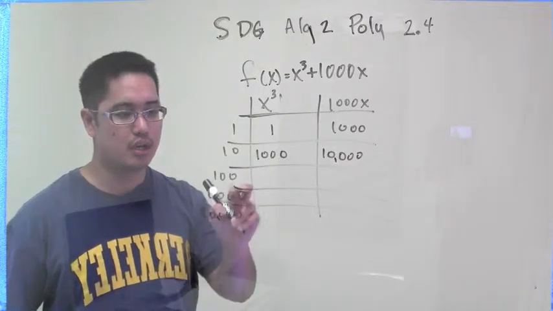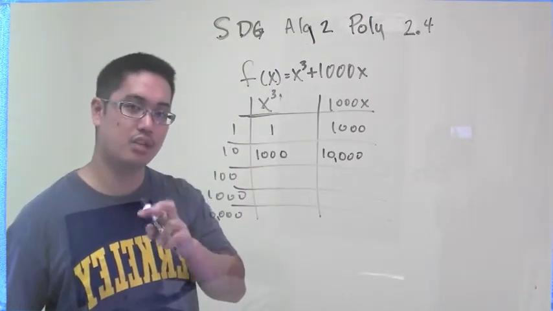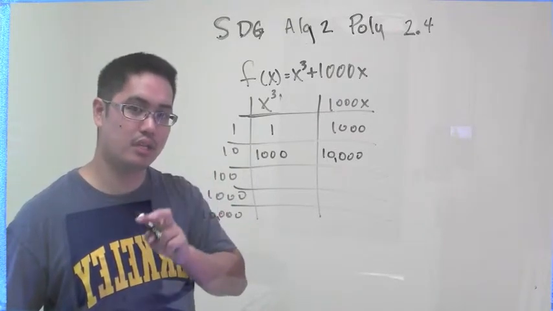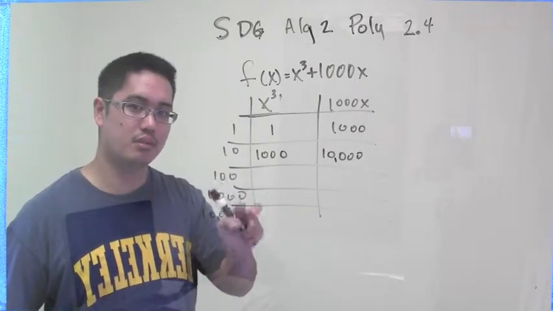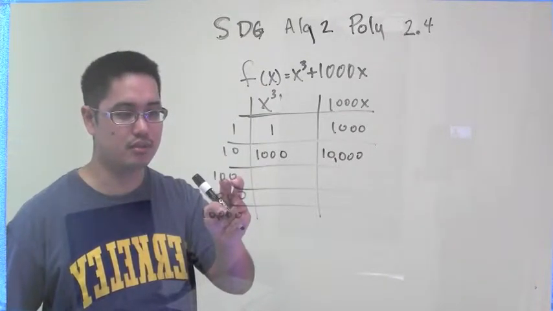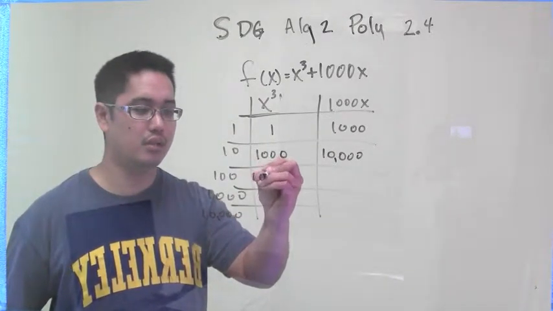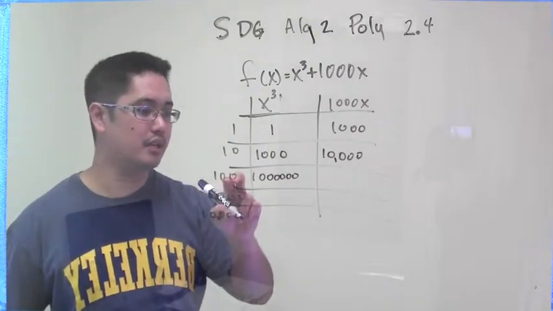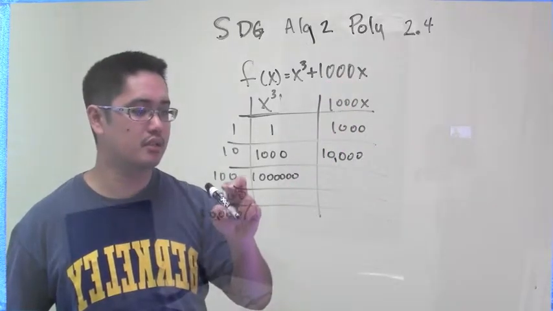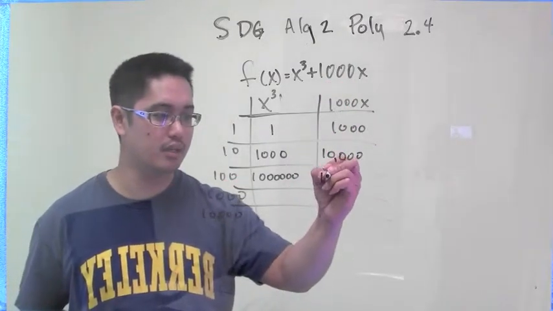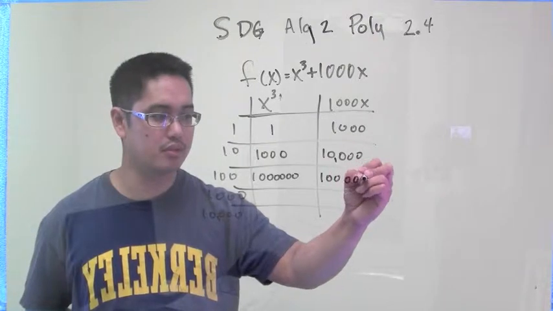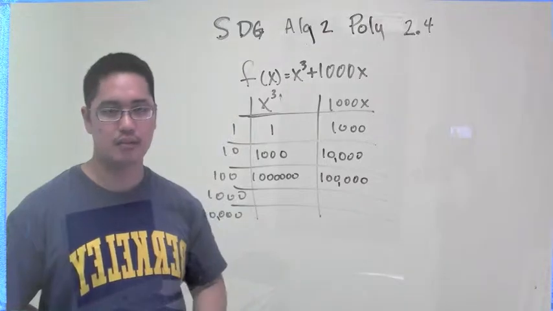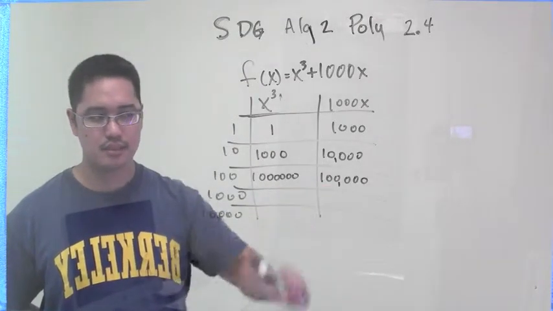Let's plug in 100. 100 cubed means 100 times 100 times 100. That's 3 pairs of zeros, which means 6 zeros: 1, 2, 3, 4, 5, 6, a million. Now this would be 100 times 1000, so this would be 100 with 3 more zeros. Oh, wait a second. Who's winning now? This guy's winning, that guy's losing.